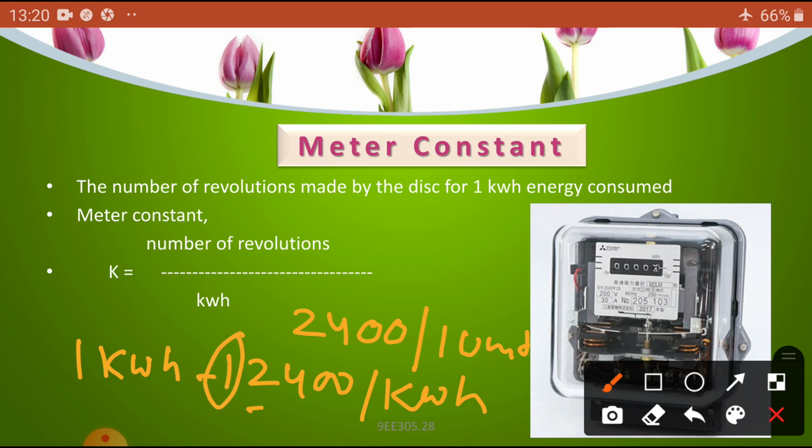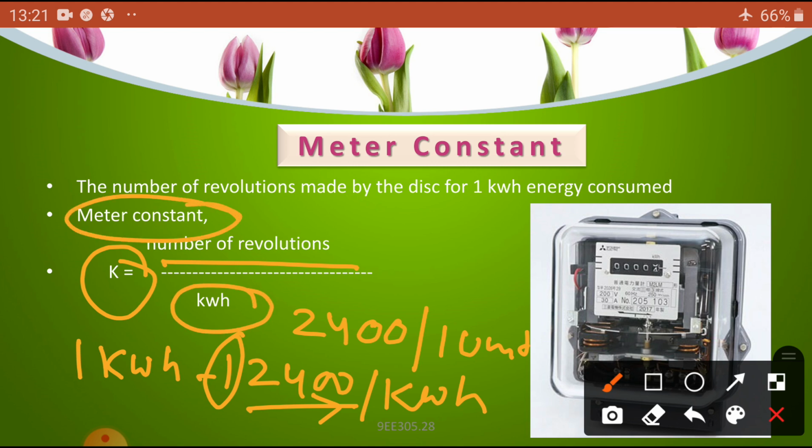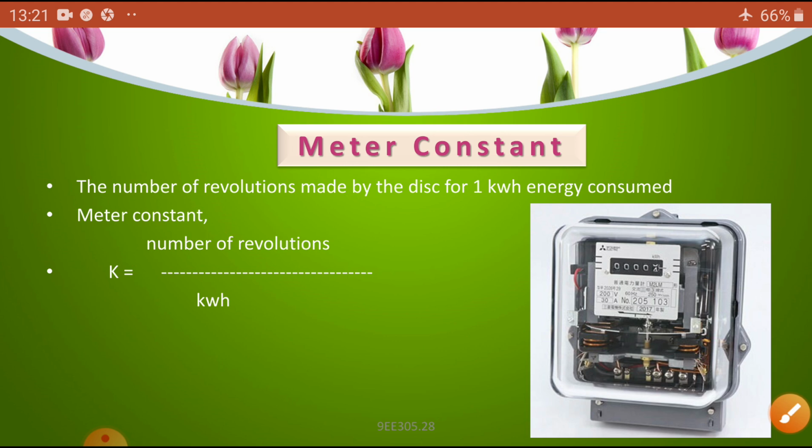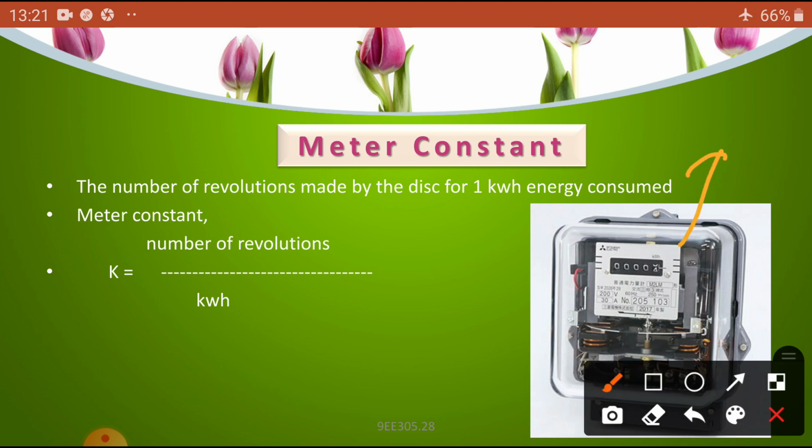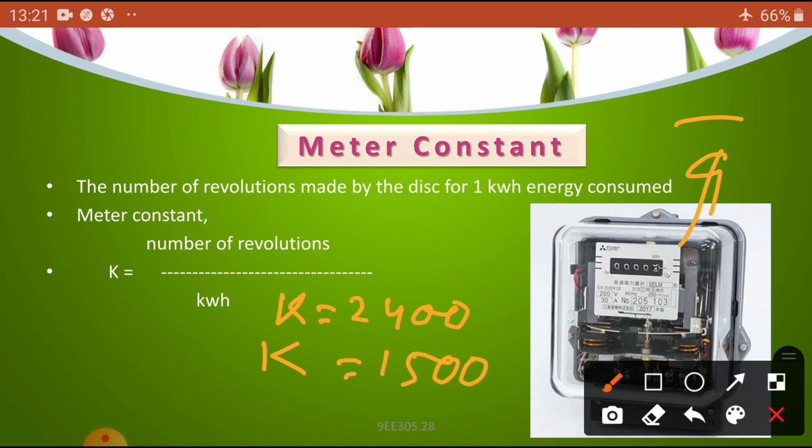So that means the disc rotates 2400 revolutions for 1 unit, or we can say 1 kilowatt hour of energy consumed. That is known as the meter constant. So the number of revolutions for 1 unit, that is 1 kilowatt hour, is equal to the meter constant. Is that clear? This meter constant changes from meter to meter and company to company. Sometimes it may be 2400, sometimes 1500, sometimes 500 rotations.